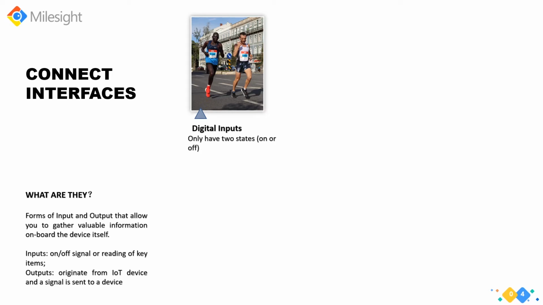First, let's see digital inputs. Digital inputs have only two states. They are on or off, similar to a light switch. In the case of a marathon runner, input can be received from a motion sensor, a laser beam that is broken by the runner, or when they step on a particular mat. So that signal is then sent back to the server.